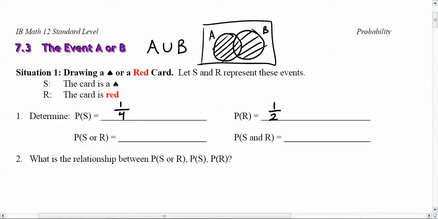The probability of drawing a red card or a spade means we can either get a spade or a red card, or both at the same time. What's the chance that I get a red card or a spade? 3/4. That's correct. Now what's the chance that I pull out one card and it's both a spade and a red card at the same time? 0. There's no spades that are red.